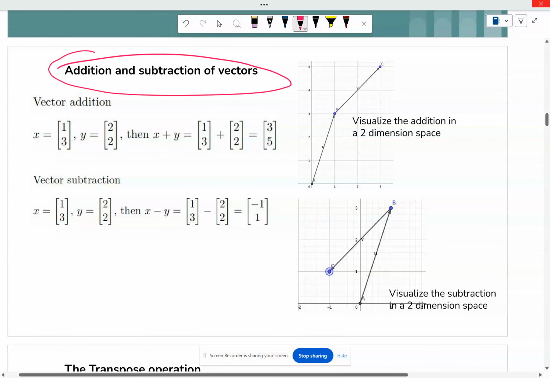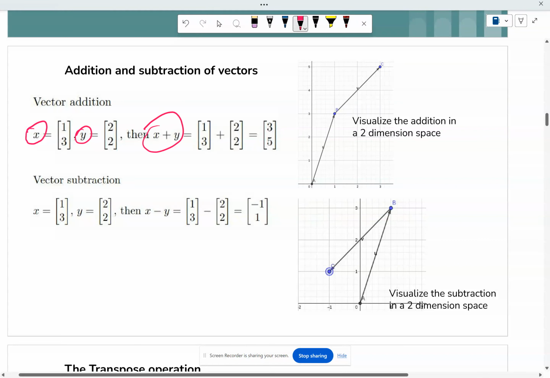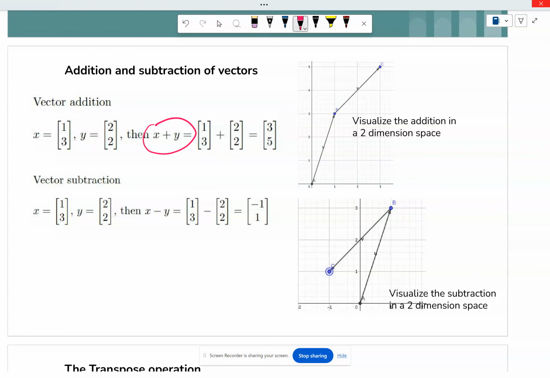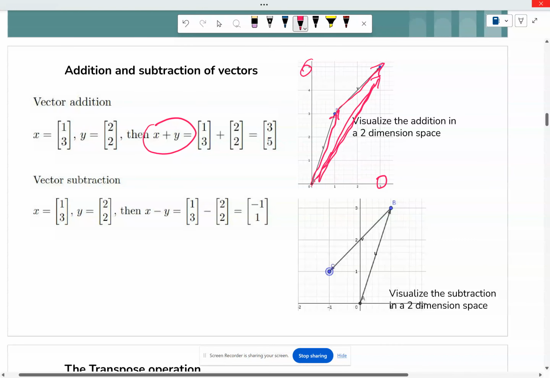For example, addition and subtraction. Addition and subtraction is really easy. Let's say you have a vector x and a vector y. What happens when you try to add them together? You just match up the elements and add them together. So 1 plus 2 is 3, 3 plus 2 is 5. Adding them together is not a big surprise. Visually, if you have 1, 3, which is this vector, and 2, 2, which is this vector, your final vector is 3, 5, which is this one right here.